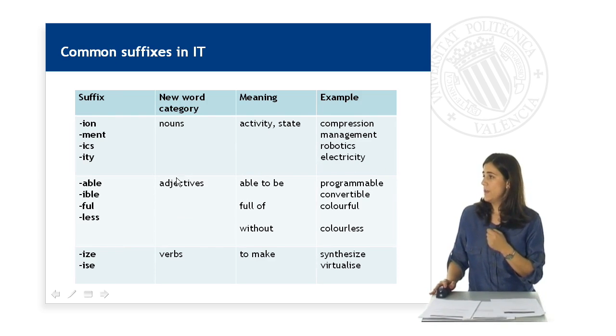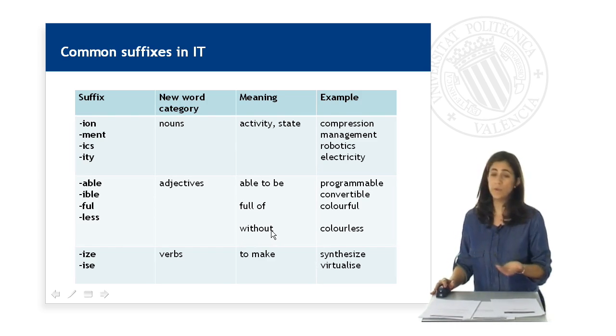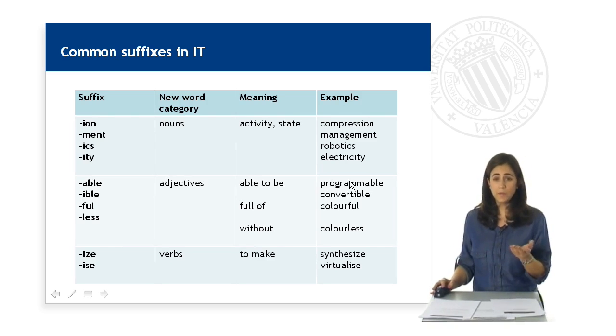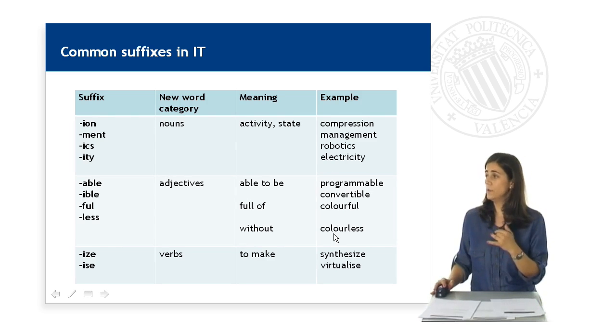Second, we have suffixes building adjectives. These suffixes are -able, -ful, and -less. These can mean able to be, full of. In the case of -less, the meaning is without. And the examples I'm providing here are programmable, convertible, colorful, or colorless.